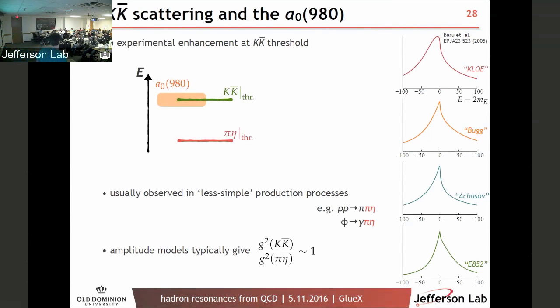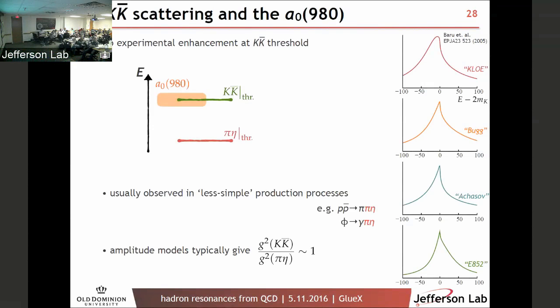There's something strong there. It's clearly not a symmetric Breit-Wigner-like bump. It's got something cuspy about it. It's not a standard-looking resonance. Furthermore, these amplitude analyses all pretty much conclude that there is a resonance there and that its coupling to K K-bar is about as strong as its coupling to pi eta.